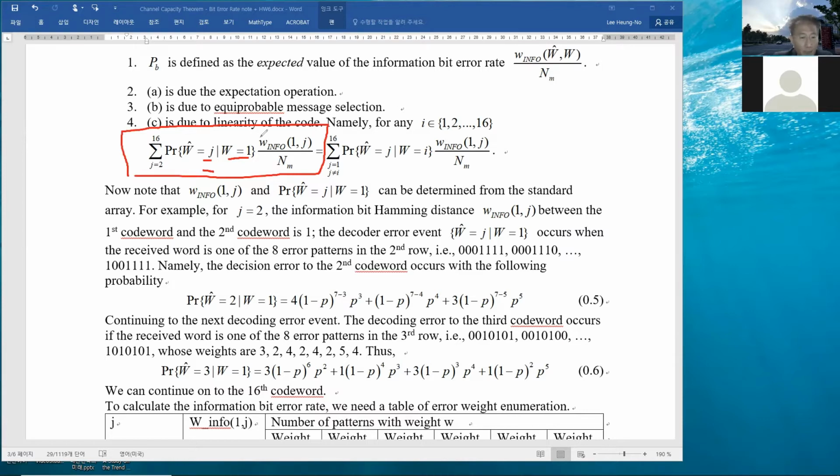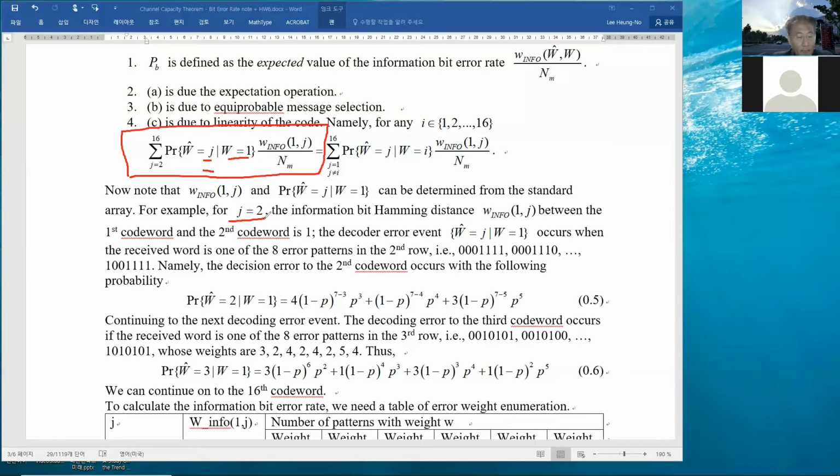And for each probability, there is a rate associated with it. So this is going to be the average error rate, okay? So we can continue and do the calculation one by one. Let's take a look at the second case, right? We made a mistake to the second code word.